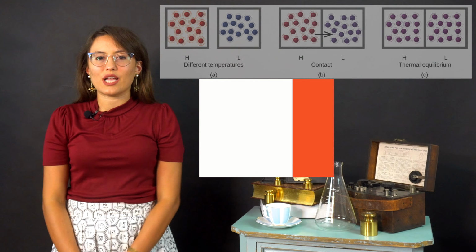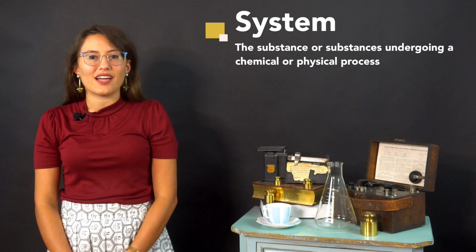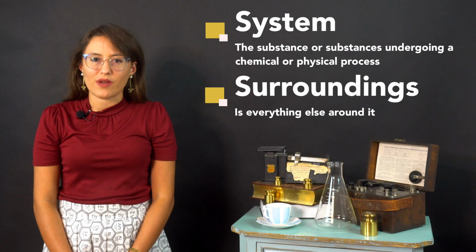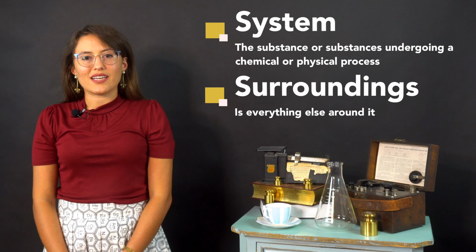A calorimeter is a closed container and measures the heat that is exchanged from the system to the surroundings. Keep in mind, the system is a substance or substances undergoing a chemical or physical process, and the surroundings is everything else around it. We will first begin talking about constant pressure calorimetry.